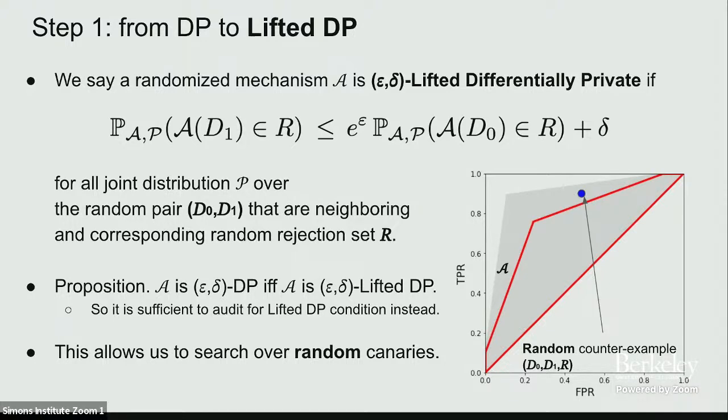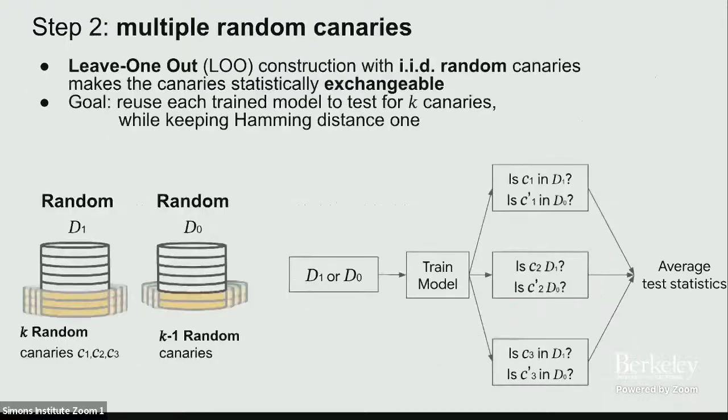And what we can show, it's actually not too difficult to show, is that these two are if and only if. So the classical notion of DP and this lifted notion are actually equivalent. So what this gives us is that now, instead of picking a point here, we're essentially finding a random counterexample, and we can use that randomness to search over canaries. Okay, so this is how we're going to generalize the slide that we had before.